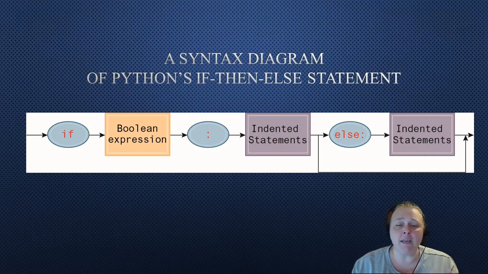So we're going to start with the keyword if, and then after the if, we're going to have some type of Boolean expression. This expression is going to be followed by a colon, which is then going to be followed by indented statements. This looks all familiar, right? After the indented statements that complete if true, then we have the else, and then we have the indented statements for the false. That's all there is to it.